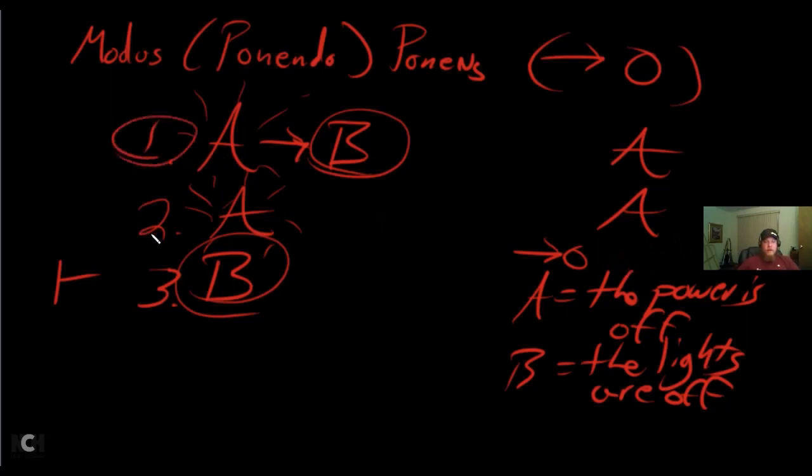If you've got an arrow and the left side of the arrow by itself, you just say those. Hey, so I did arrow out on lines 1 and 2, and I was able to conclude this B here, and B stands for the lights are off. So what this means is, again, if the power's off, then the lights are off. If that's true, and also this is true, hey, the power's off, then I can conclude, hey, the lights are off.